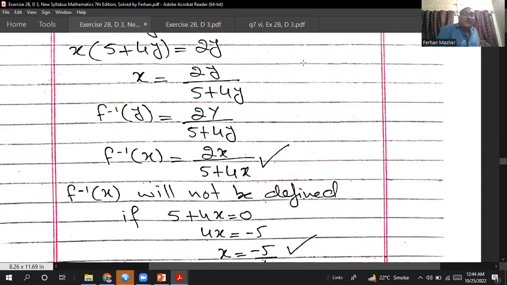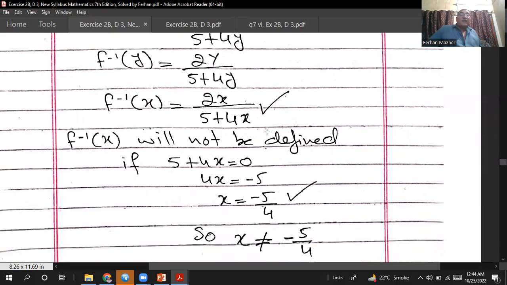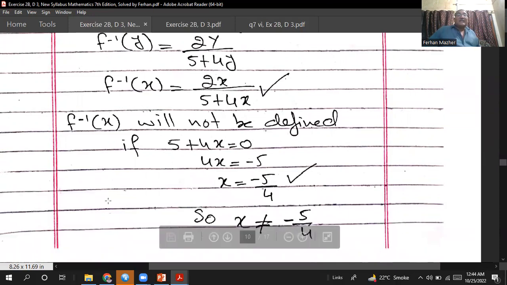So f inverse of x will not be defined if the denominator becomes 0. The function f inverse will not be defined if the denominator, which is 5 plus 4x, is equal to 0. So 4x will be equal to minus 5. So x will be equal to minus 5 by 4. So it means that x cannot be minus 5 by 4 in the inverse formula, because that value of x will make the inverse function not defined.